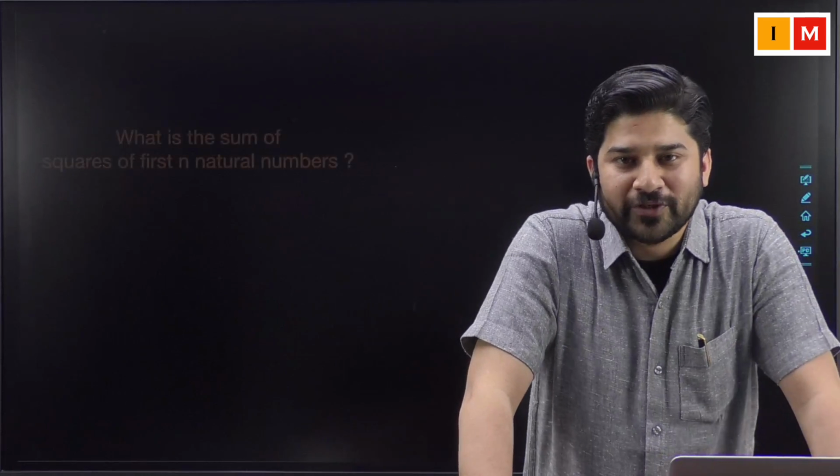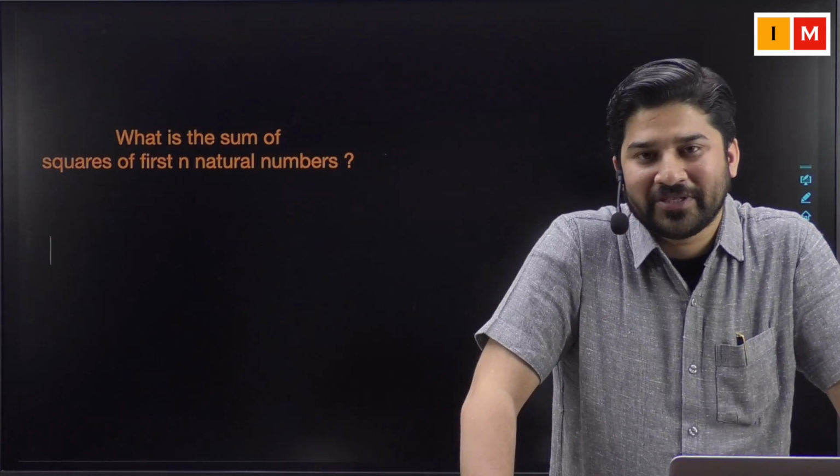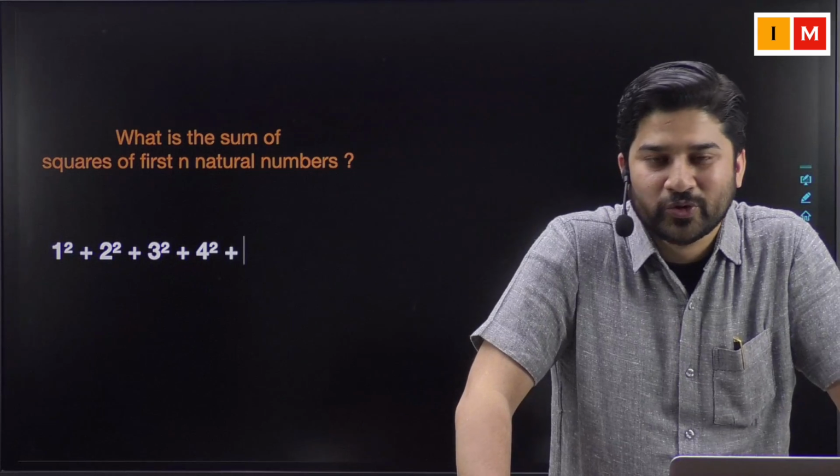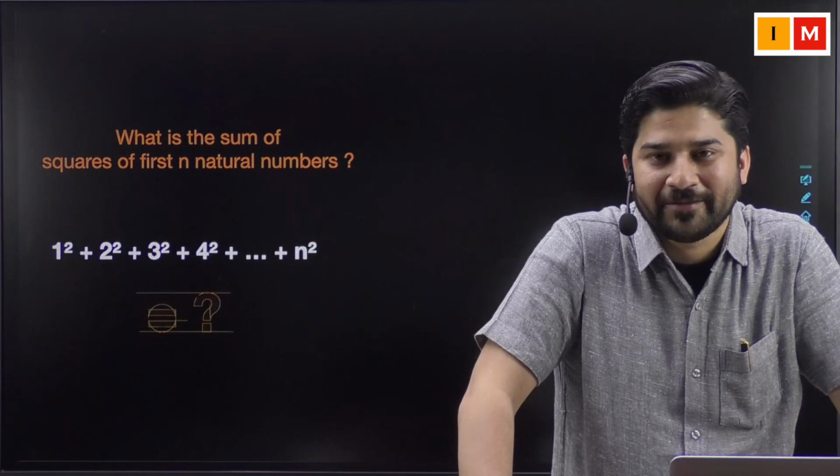What is the sum of squares of first n natural numbers? That is, what is 1 square plus 2 square plus 3 square up to n square?